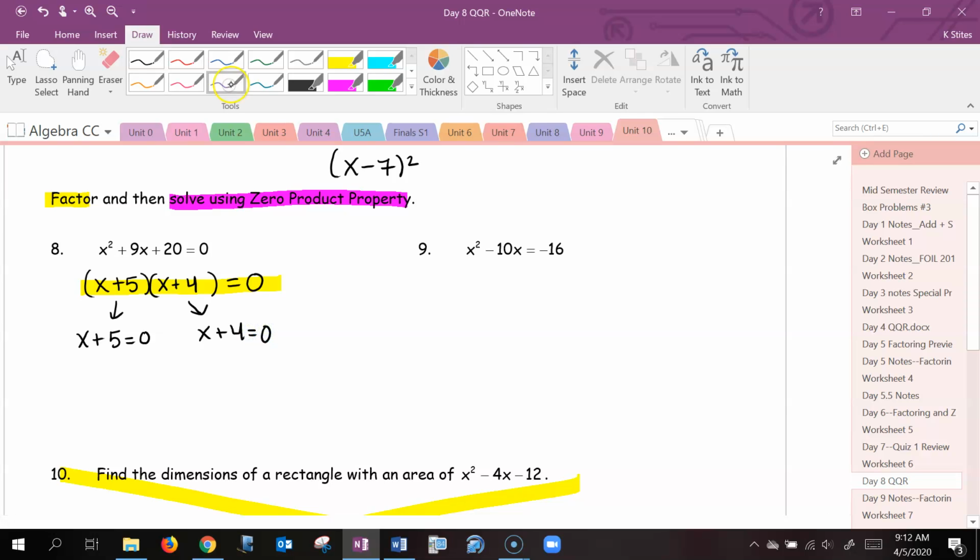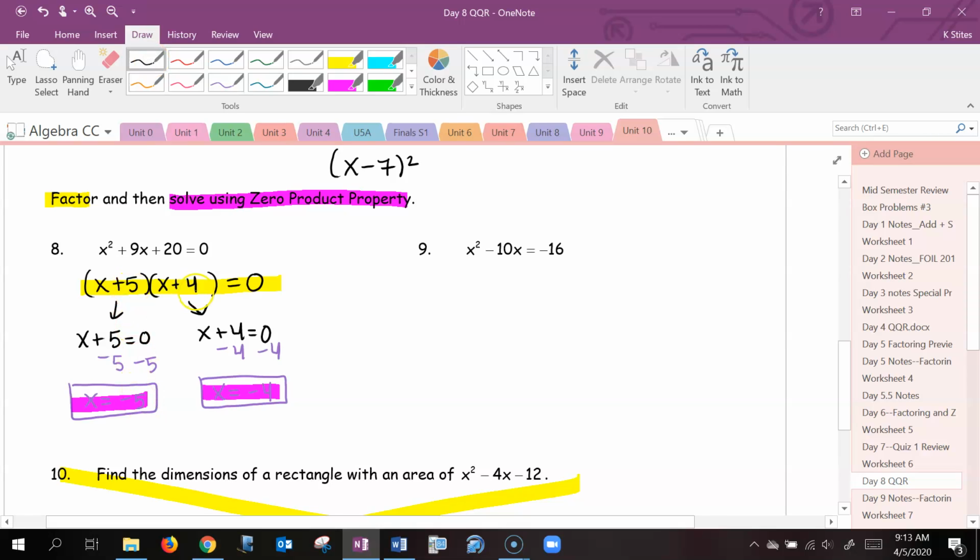Okay, and then we'll just go ahead, we'll subtract 5 on both sides. We'll subtract 4 on both sides. And these are your two solutions, okay? Now we have solved using zero product property. So notice that your solutions are the opposites of what you had in your factored form.